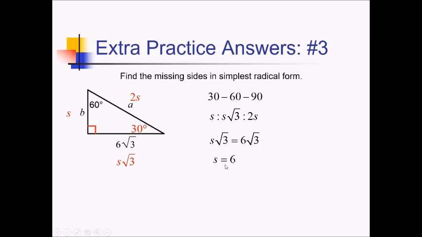Now that I have the value of s, I can go back and plug that in to find the a and b values. For a, that's equivalent to 2s, which means a is 2 times 6, so a is 12. And then for b, that's equivalent to just s, which means b equals 6.